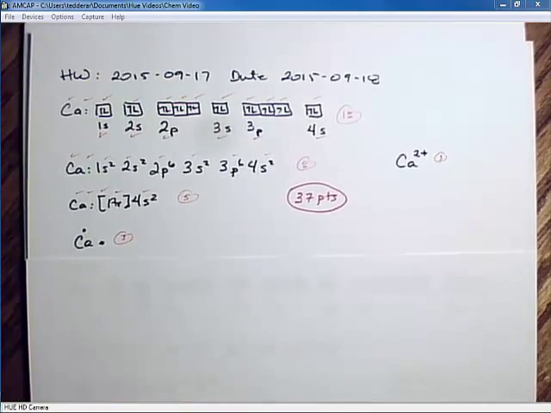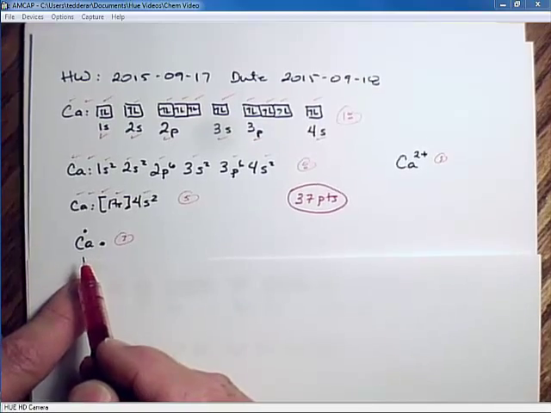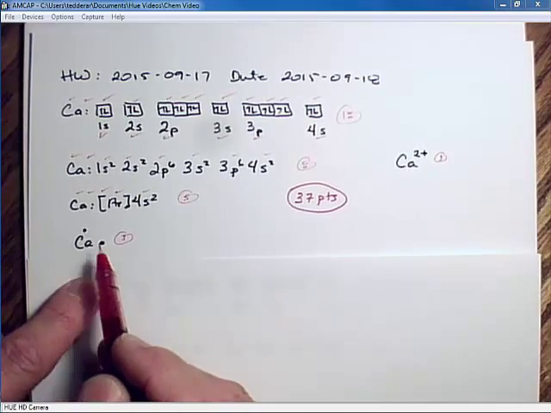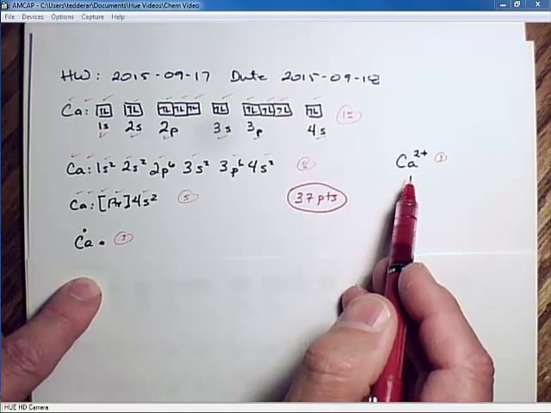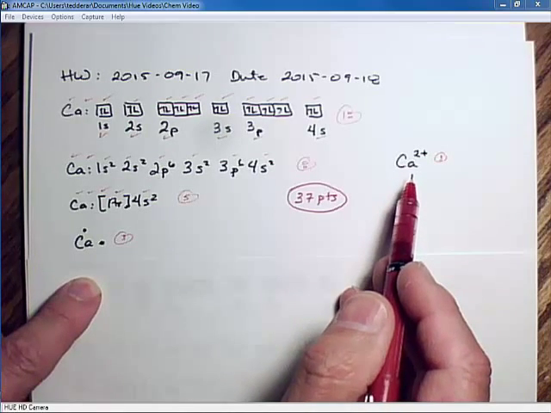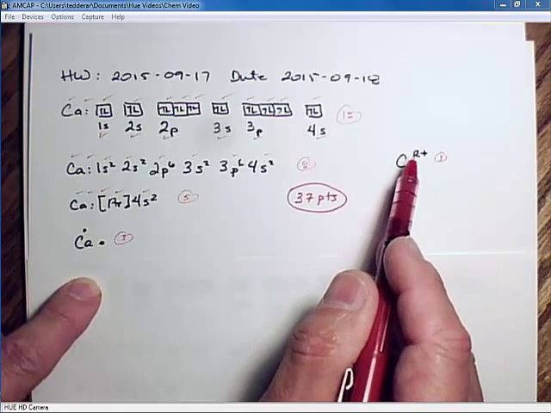Is that right? Yes or no? Nobody knows. Not good. 20 protons. So we had 20 electrons when it was an atom. We removed 2 electrons, and you're going to get a 2 plus charge. Electrons are negative, protons are positive. If I have 2 more protons than electrons, then I'm going to have a 2 plus charge.